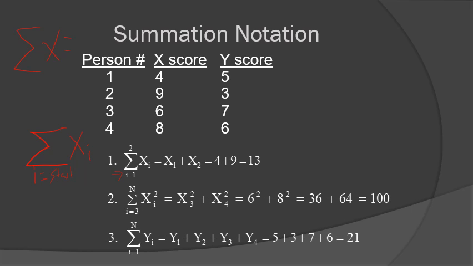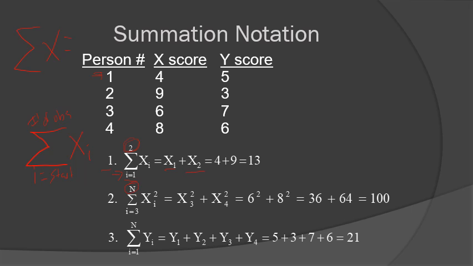This number that's on top is the number of observations to count. So for this one right here, you're starting at 1, so you're starting at the first observation, at person 1, and you are going 2 observations. So you're doing the first observation and the second observation.